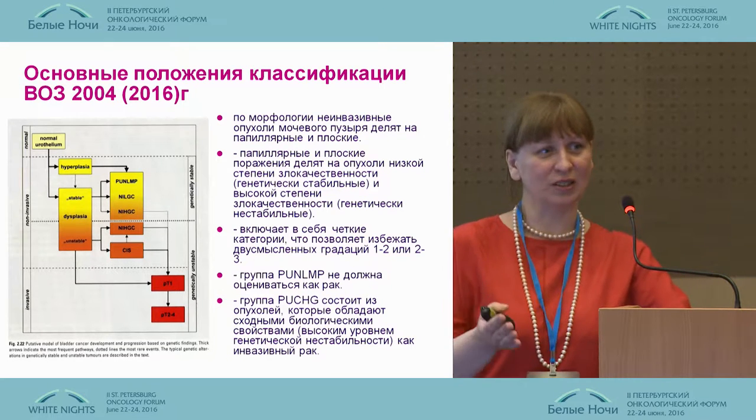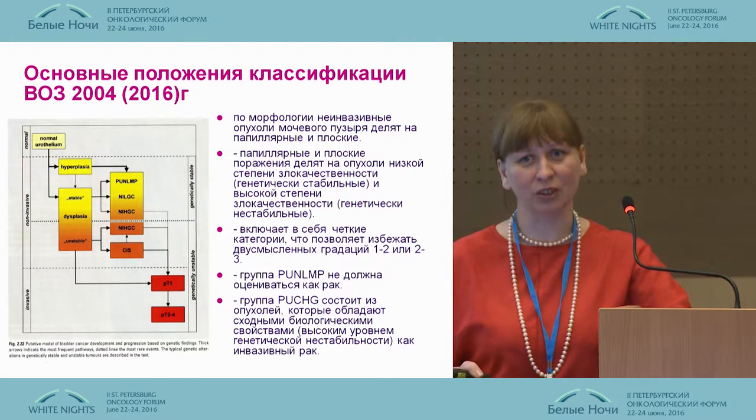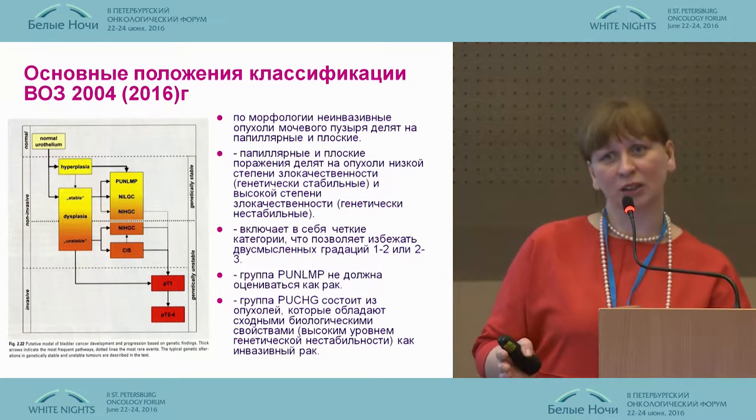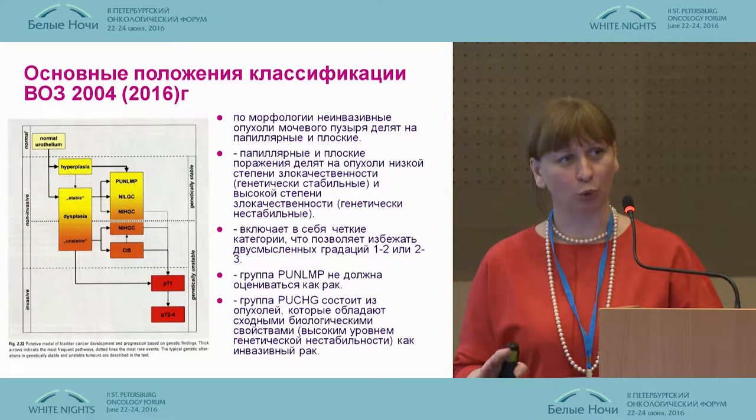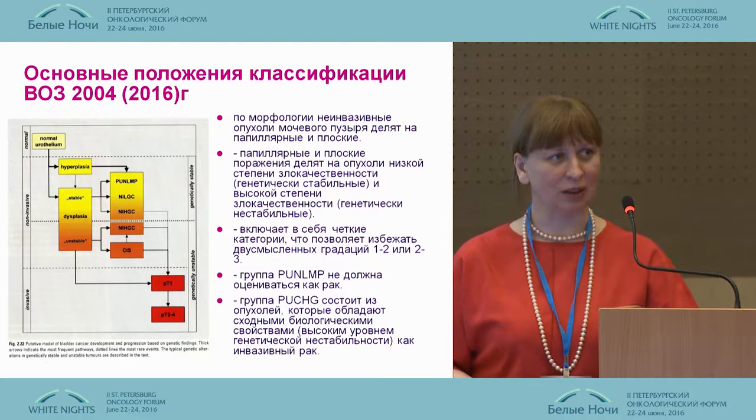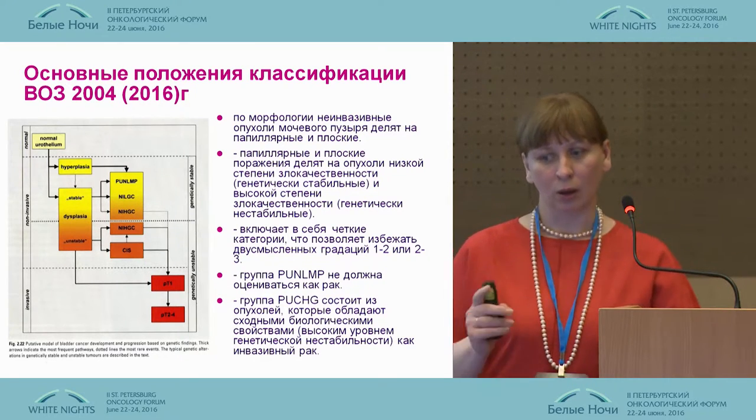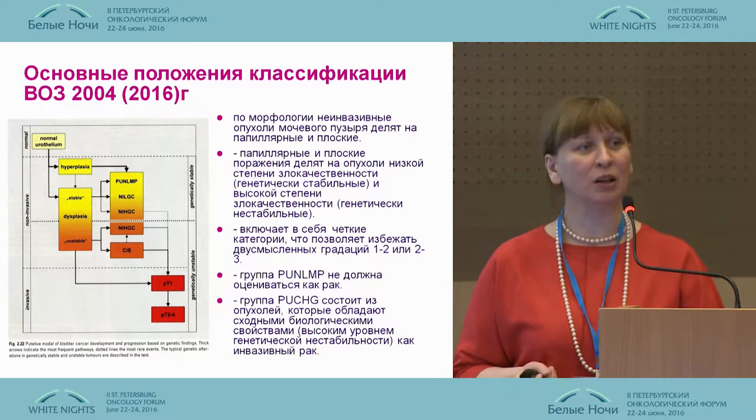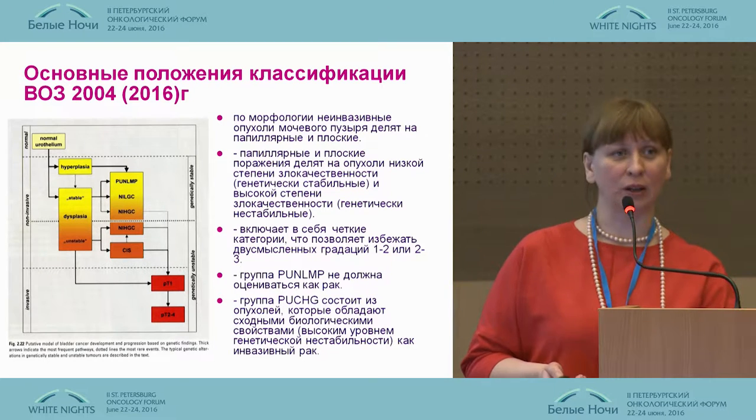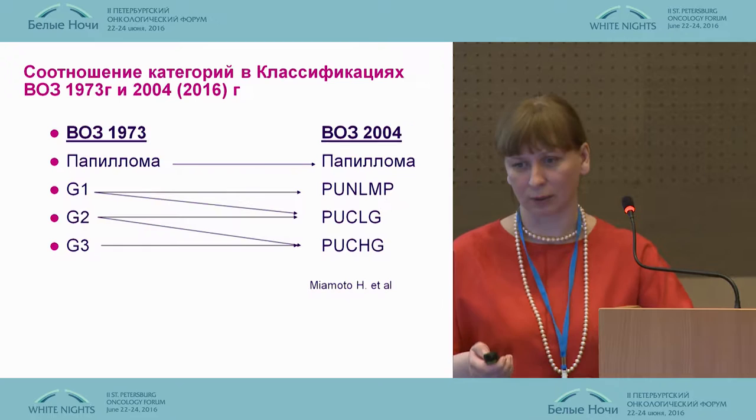The tumors were divided into genetically stable tumors, which are the low malignancy tumors, and the tumors with a huge number of genetic alterations, that is, the high malignancy tumors. Each of these categories can be a flat one or a papillary one. This classification scheme allows you to avoid any duplication, and there are no interim types and categories. A new classification category, the papillary tumor of low malignant potential, was introduced, and it should not be assessed as a carcinoma. The genetically unstable non-invasive tumors have the same genetic alterations.